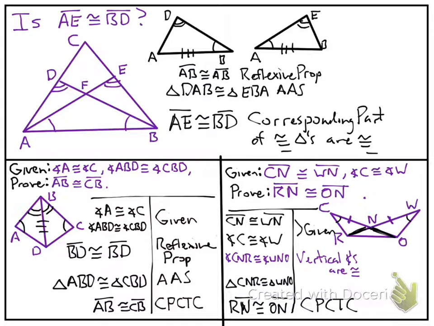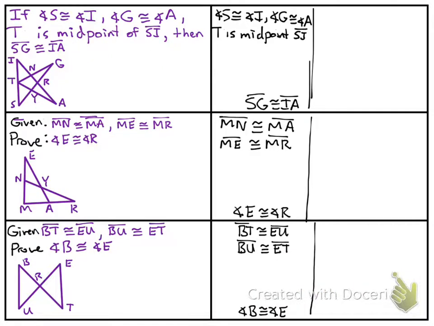And now we need to name our congruence for the two triangles, and it appears two angles and a side. That's going to be angle, side, angle. Once we have that, we can then say that RN is congruent to ON because corresponding parts of congruent triangles are congruent. Next page. I've kind of written the givens already. Let's fill those in. And let's go up to the first one.